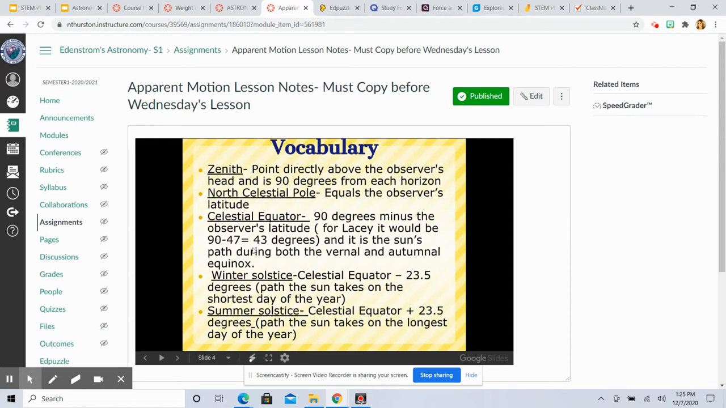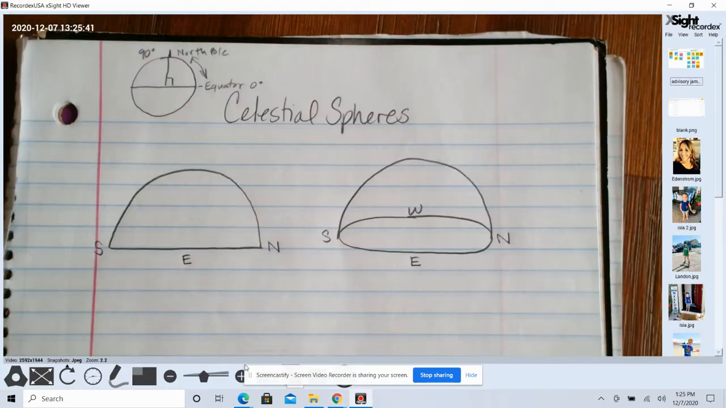The winter solstice technically means the sun is out very little. It's the shortest day of the year. That's the path the sun takes on the winter solstice, and then the summer solstice. So you will want to follow through these. I'm not going to have both of these up when I'm showing you how to do these. I'm just going to be going through how to do them. These are the equations you use, subtraction and addition only, to fill out your celestial sphere. So I'm going to go back to those celestial spheres.